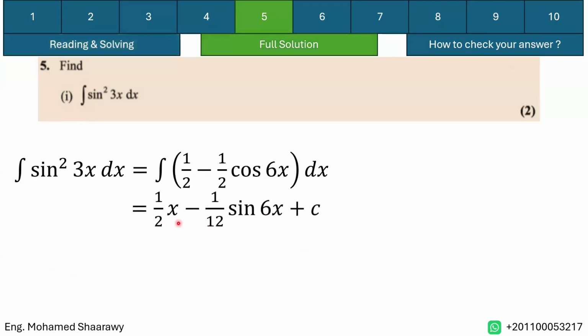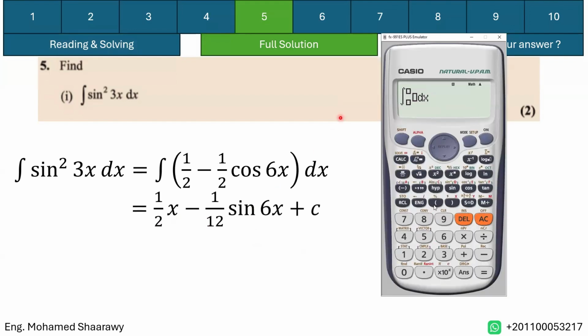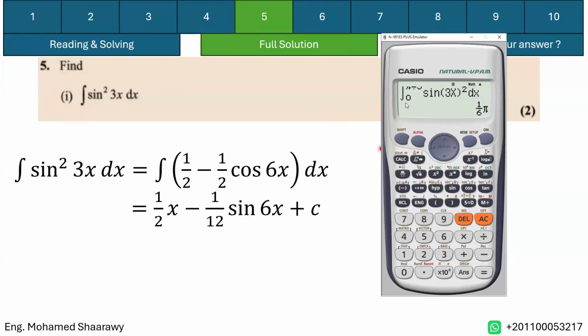And that's the answer. If you want to check this answer in your exam, you can check this at any values. So for example, let me write sine 3x all squared, starting from 0 to pi over 3, for example. Okay, it gave me pi over 6. Let's check if I integrate it from 0 to pi over 3, will it give me the same answer? Okay, let me check.